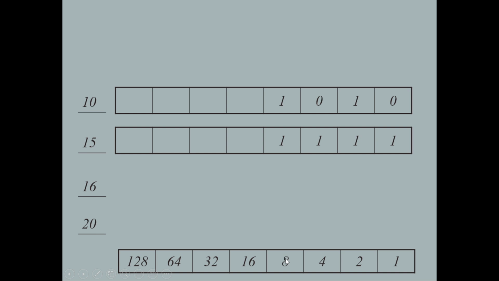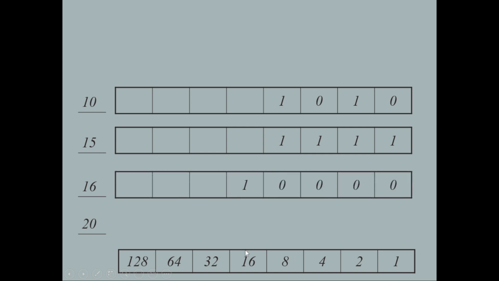Same with 15. How many times does 8 go into 15? 1 time. And then 1 group of 4, 1 group of 2, and 1 group of 1. And guys, you check this by adding up all the slots that have a 1 next to them; it should equal your number. So 8 plus 4 is 12, plus 2 is 14, plus 1 is 15. So that's how we get that, okay?